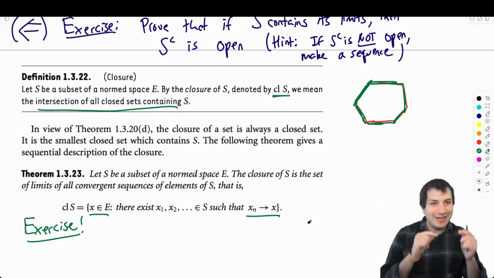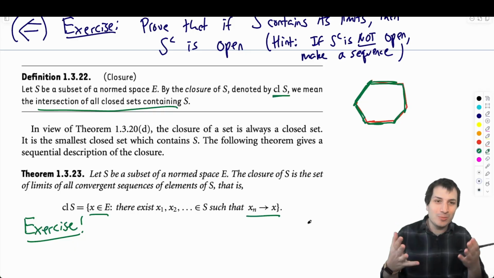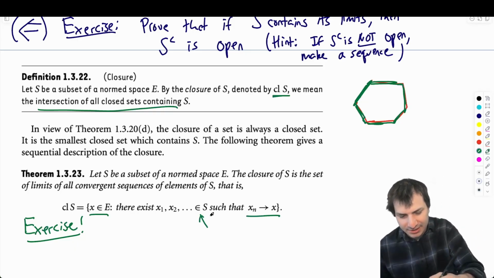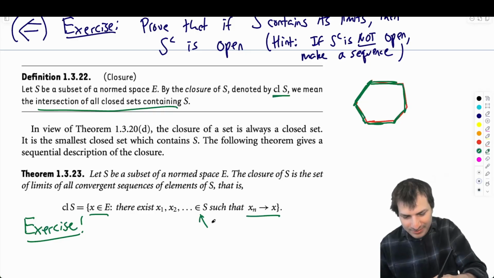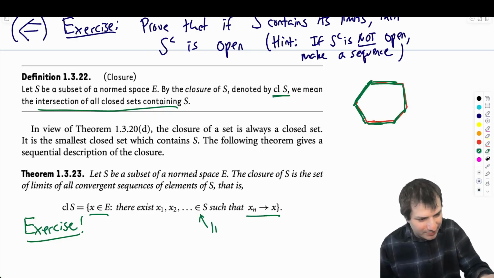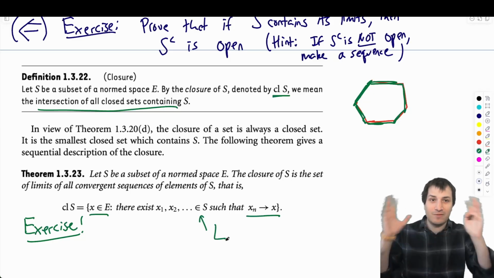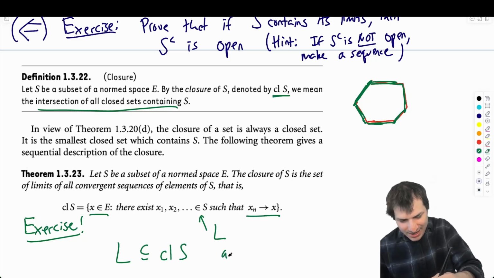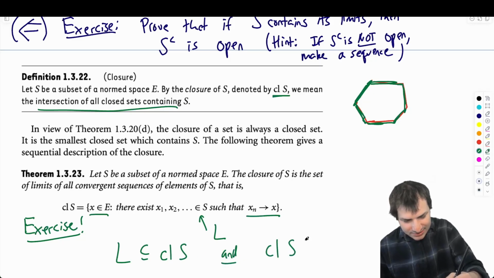Okay, and let me actually give a hint for this exercise. The way you prove this one is you prove containments both ways. So let's call this set of limits L, for limits. That's a good name. So L is the set of all the limits, and you're going to prove that L is a subset of the closure of S, and that the closure of S is a subset of L.